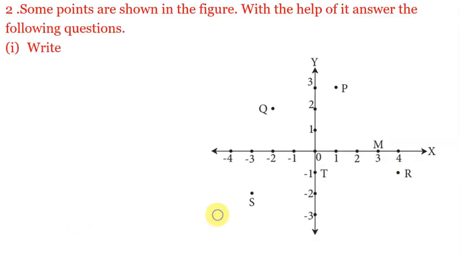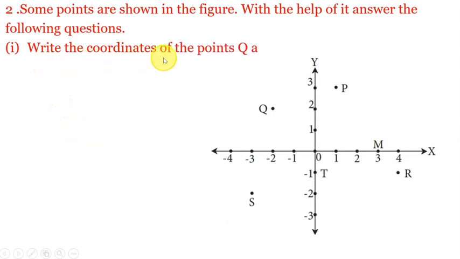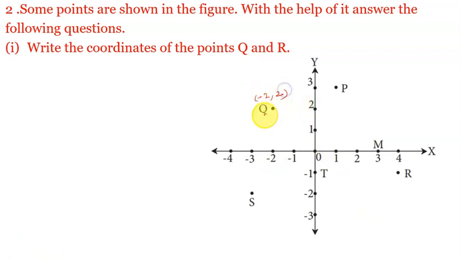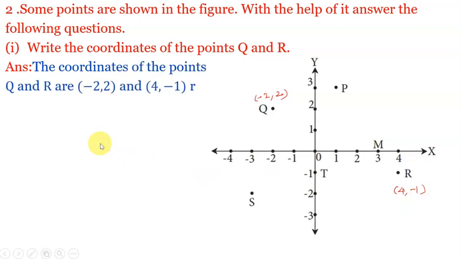First question. Write the coordinates of the points Q and R. Now we have to write the coordinates of Q and R here. What about Q? Here x is -2 and y is 2. Therefore the coordinate of the point Q is (-2, 2). What about R? R is in the fourth quadrant, and x is 4 and y is -1. Therefore the coordinates of the points Q and R are (-2, 2) and (4, -1) respectively.